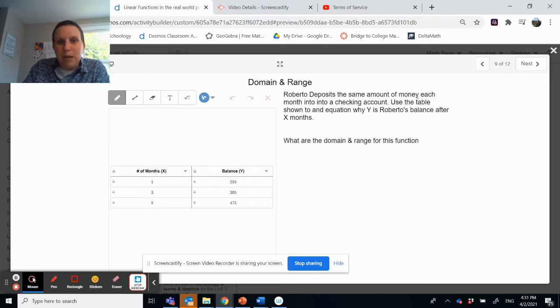So she deposited the same amount of money into a checking account, right? We determined that the amount was 55. She was depositing $55 each month. And so let's make this situation realistic.